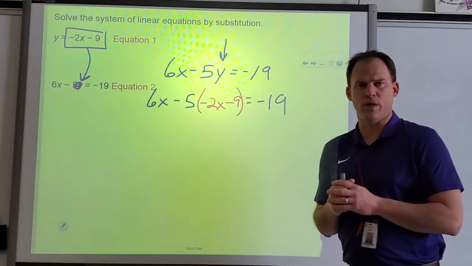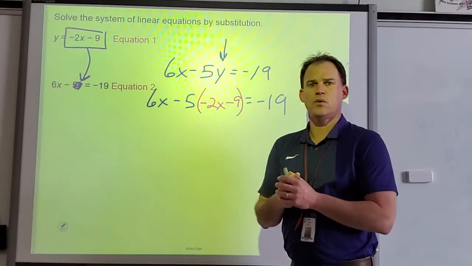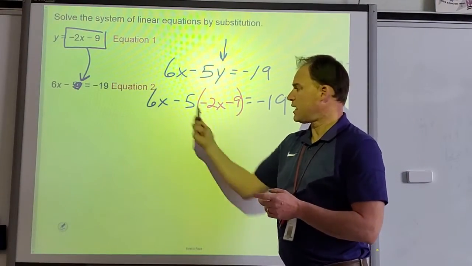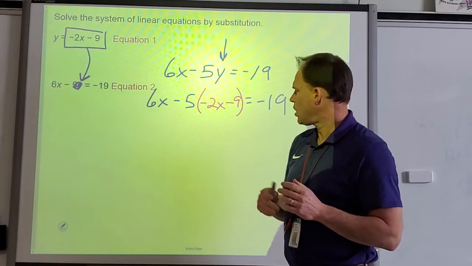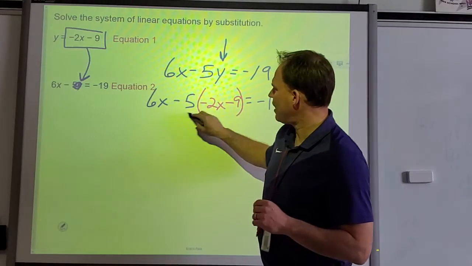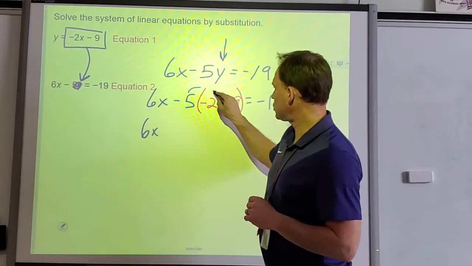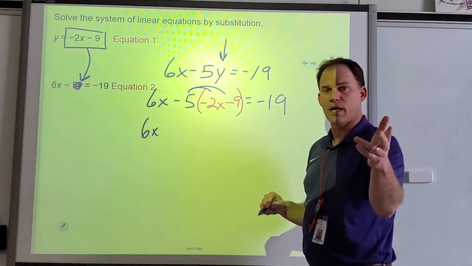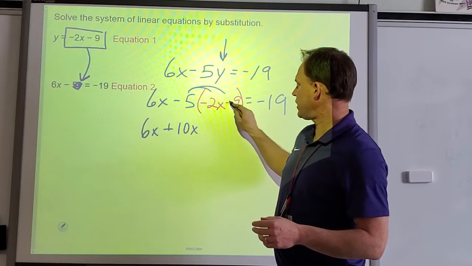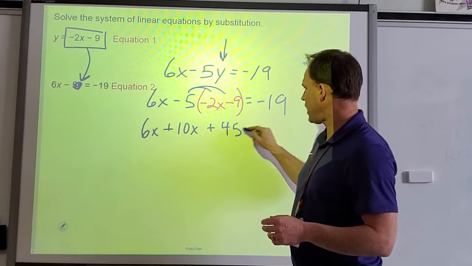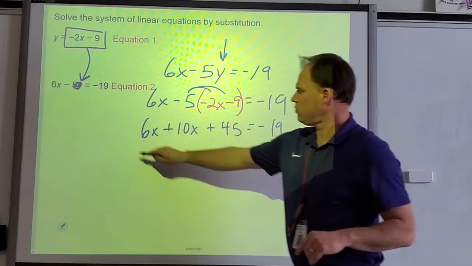Now I solve the equation. All right? So this is just an equation to solve. I see parentheses, so what does that tell me to do first? All right, so I have a -5 out front. That's what's going to be distributed. 6x doesn't change. Bring that down. Distribute the -5. Watch your signs when you do that. Negative times negative is positive 10x. Negative times negative is positive 45 equals negative 19.